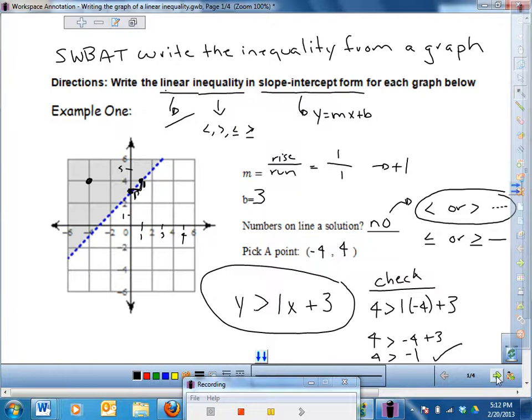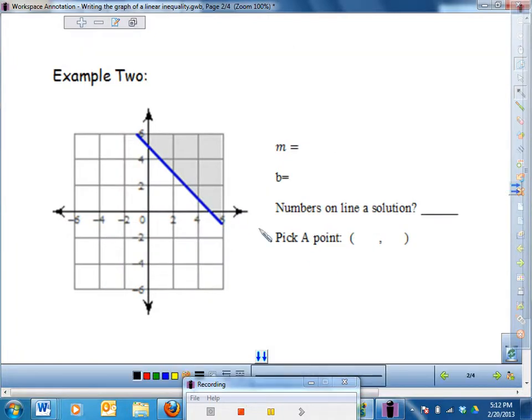Let's do one more example. Example 2. Again, we need to write the inequality of this graph. We know the equation is going to be in slope-intercept form, y equals mx plus b. The first thing we should find is our m and our b.